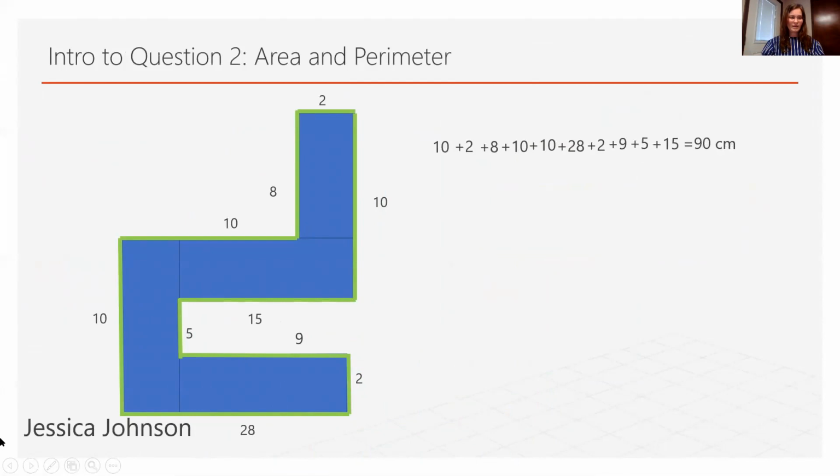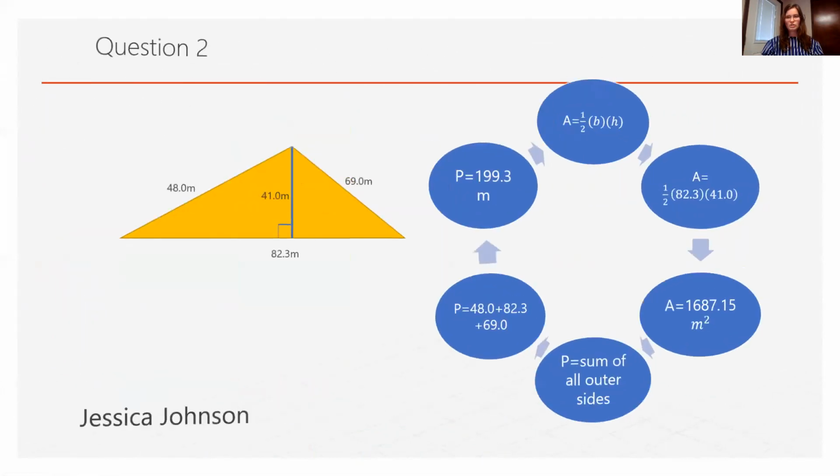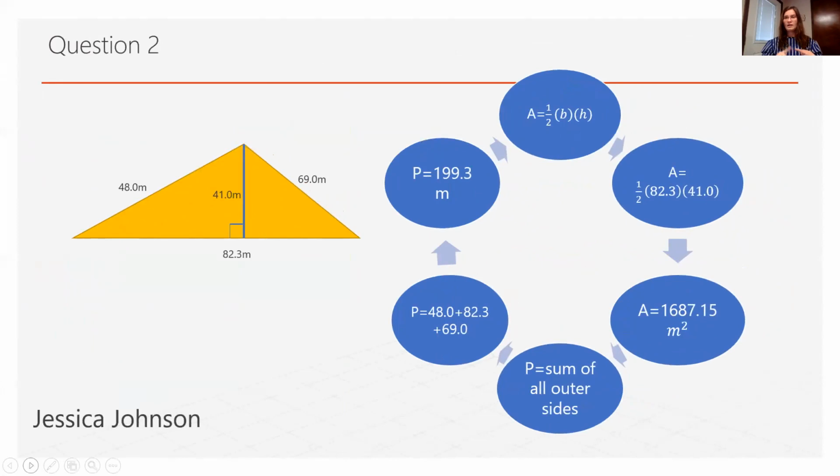Okay, now we're going to move to question number 2. And we are asked to find the area and the perimeter of this triangle right here. We're going to use the formula of area equals 1/2 times base times height. The base of this triangle is 82.3 meters, and the altitude is 41.0 meters. An altitude will go from the vertex of a triangle straight down to the base of the triangle. And the altitude is our height in the area formula.